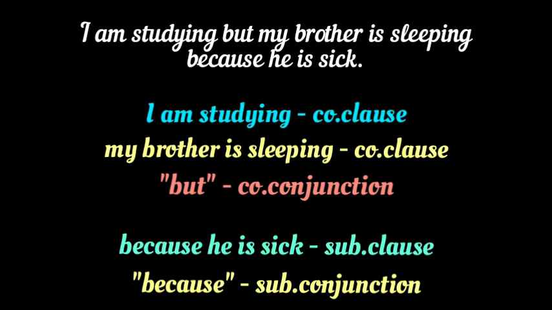Both these coordinate clauses make a complete sense independently. But the other clause, because he is sick, does not make a complete sense by itself. The presence of the subordinating conjunction because also shows that it is a subordinate clause. And the two coordinate clauses and one subordinate clause make it a mixed sentence.